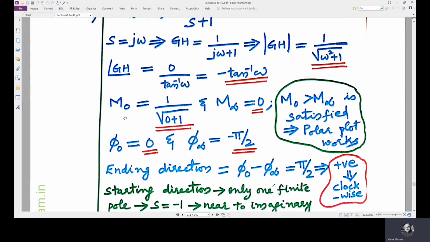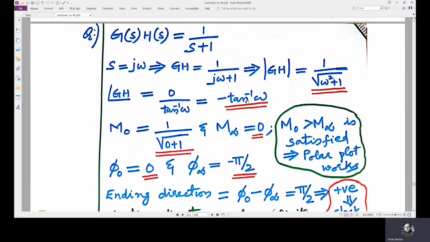Now the next step is to find M0, M infinity, and phi 0, phi infinity. That means at omega equal to 0 and omega equal to infinity, we are going to evaluate both magnitude and phase. So M0, what is M0 here? M0 is 1 by root of 0 plus 1, which is 1, and M infinity is 0. Phi 0 is 0, then phi infinity is minus pi by 2.